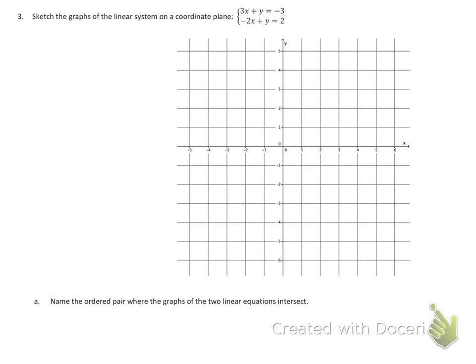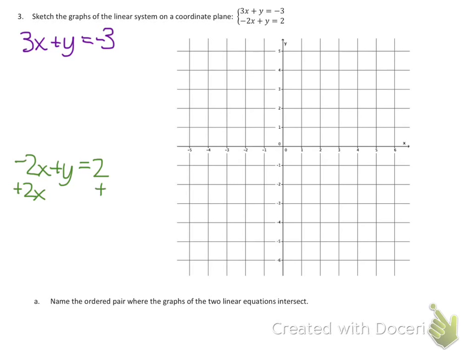Okay, so we've got two equations. We've got 3x plus y is equal to negative 3. And we've got negative 2x plus y equals 2. Okay, I'm going to transform these equations into slope-intercept form because I like graphing by slope-intercept.